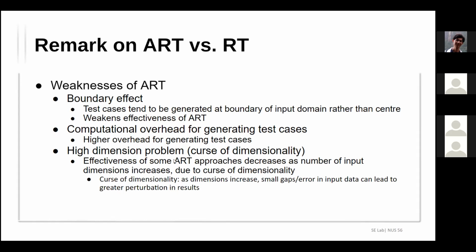There are certain weaknesses, one of them being the boundary effect, where it turns out that test cases can be generated at the boundary of the input domain rather than the center. This weakens the effectiveness of ART. The authors say that they're not sure why, and studies don't really give a reason either. They also mentioned that there's a higher overhead for generating test cases. So again, as mentioned before, this is a consideration you should take into account when you're looking at whether or not you choose ART versus RT. Yeah, let's keep going on.